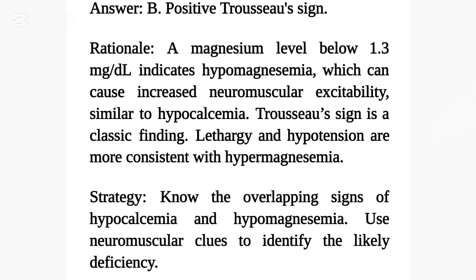Positive Trousseau's sign. Rationale: a magnesium level below 1.3 milligrams per deciliter indicates hypomagnesemia, which can cause increased neuromuscular excitability, similar to hypocalcemia. Trousseau's sign is a classic finding. Lethargy and hypotension are more consistent with hypermagnesemia. Strategy: know the overlapping signs of hypocalcemia and hypomagnesemia. Use neuromuscular clues to identify the likely deficiency.